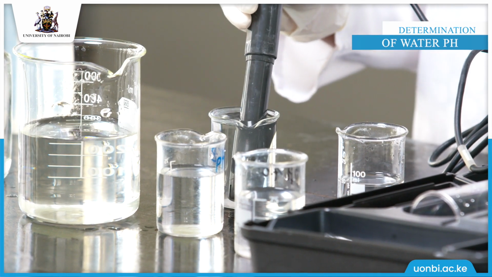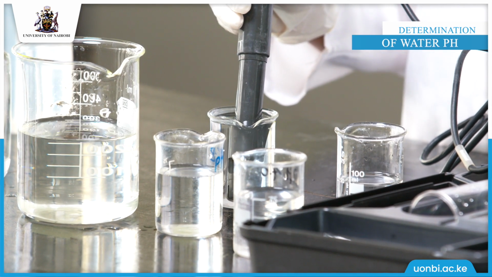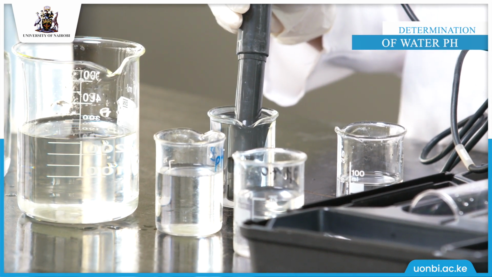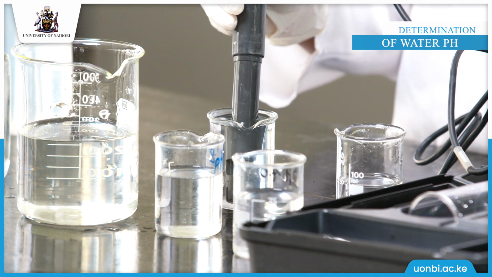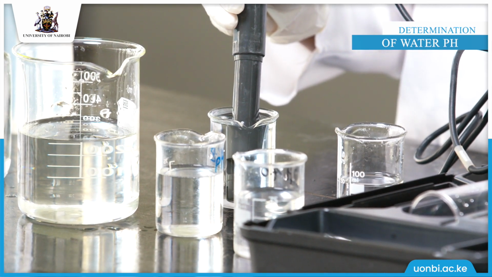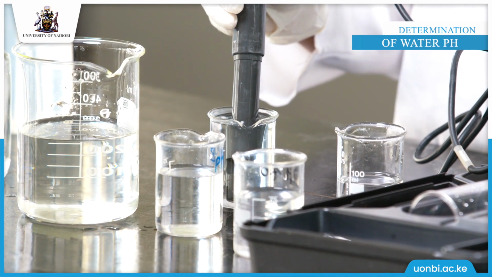So you put our sample in a beaker, approximately 75 ml, and you insert the electrode inside the sample. Then you wait for the reading to stabilize, and then we take the reading directly from the meter.